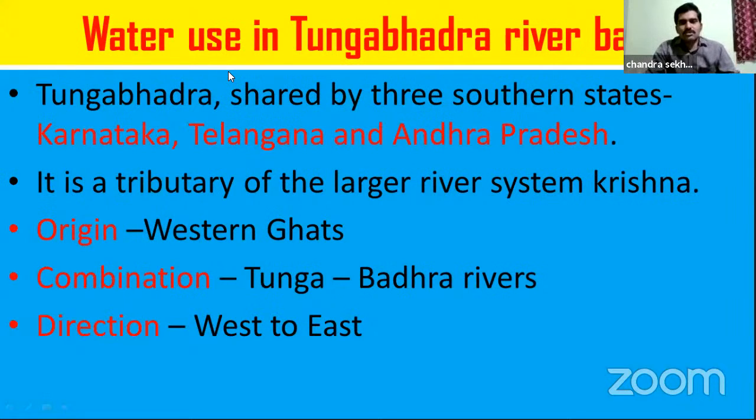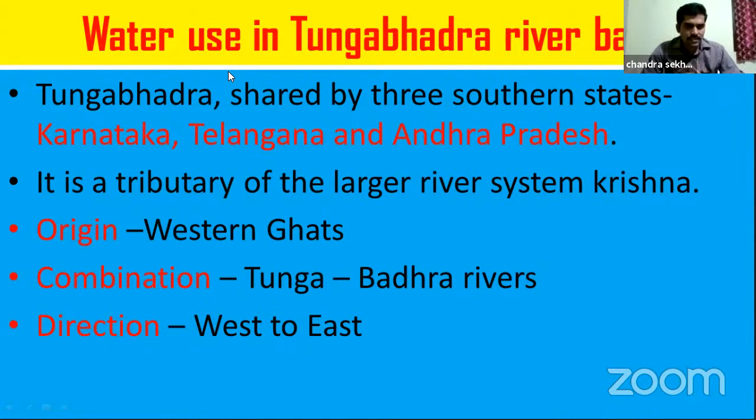Then water use in the Tungabhadra river basin. Now, how the Tungabhadra river catchment spreads over Karnataka, Andhra and Telangana, and how we are using this river water, how we are sharing the Tungabhadra river between three states, Karnataka, Telangana and Andhra. Tungabhadra is shared by three southern states, that is Karnataka, Telangana and Andhra Pradesh.